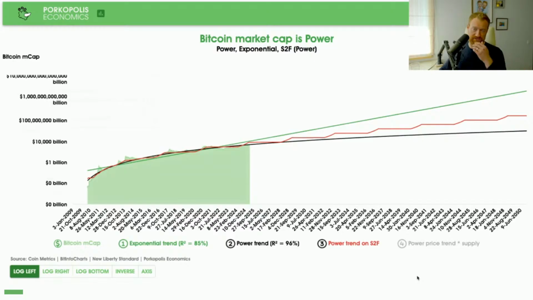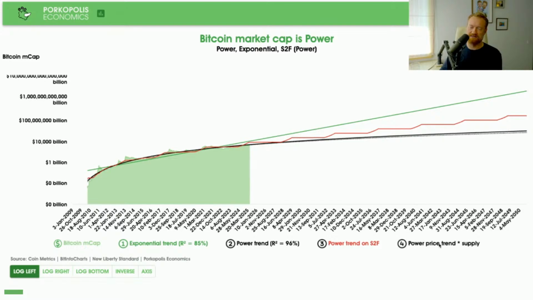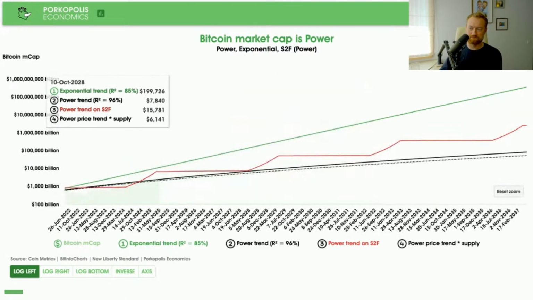Another way to predict the market cap of Bitcoin is to look at the power trend on the price. Remember, the power trend on the price at the moment is about $100,000. We just went over it recently at $109,000 Bitcoin. So if we take the power trend on the price and multiply it by the expected supply, that's another way to do a trend, and probably the most accurate way. I'm going to put that now as a dotted line, and then you can see here. Did you even see it? You see how close it is to the other black line? It's a dotted black line. Let's zoom in. Very close.